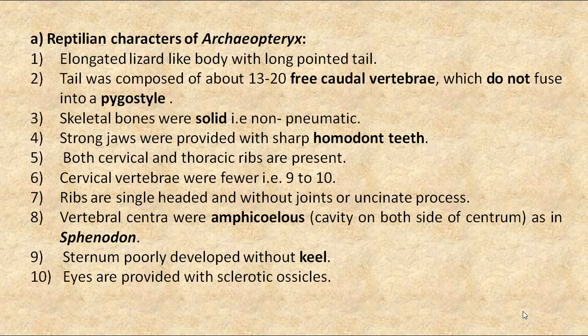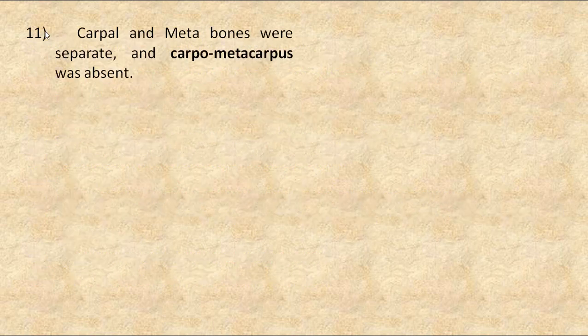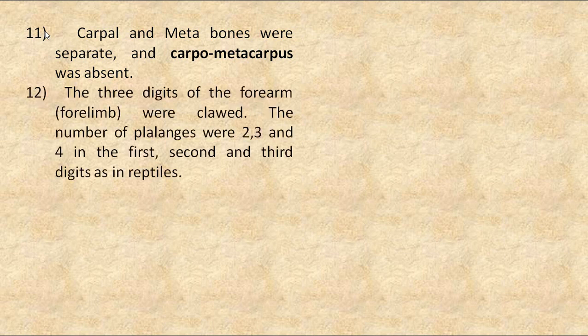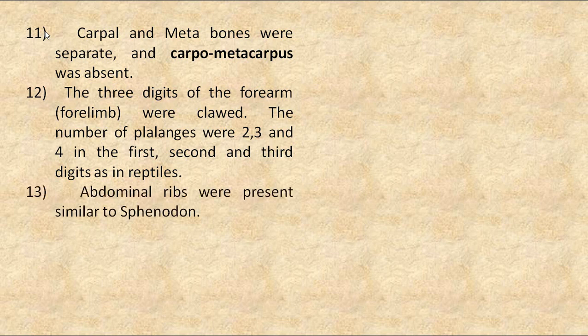Eyes are provided with sclerotic ossicles. Carpals and metacarpals were separate and carpometacarpus was absent. The 3 digits of the forearm were clawed. The number of phalanges were 2, 3 and 4 in the first, second and third digits as in reptiles. Abdominal ribs were present similar to Spinodon. Scales were present on body and limbs.